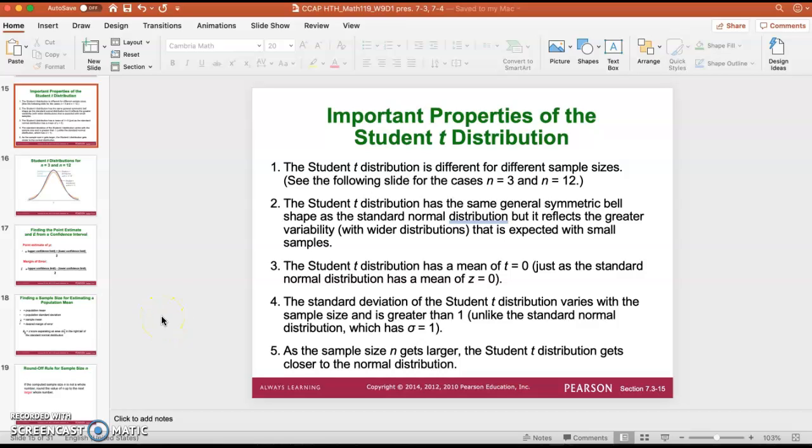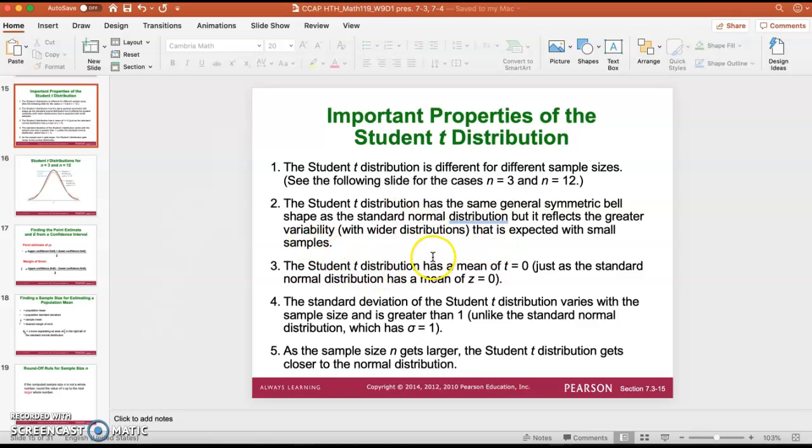And we're back. Okay, so continuing on with some important properties of the student t-distribution. The t-distribution is different for different sample sizes, and that'll have to do with basically the width due to the variability of those different distributions. Now, the t-distribution also has the same general symmetric bell shape as the standard normal distribution, but it reflects the greater variability, so the different widths, as expected with small samples.